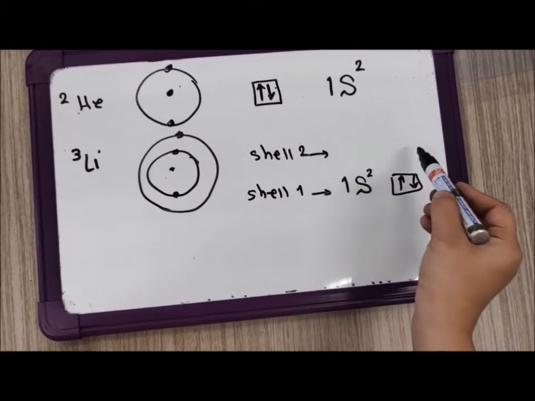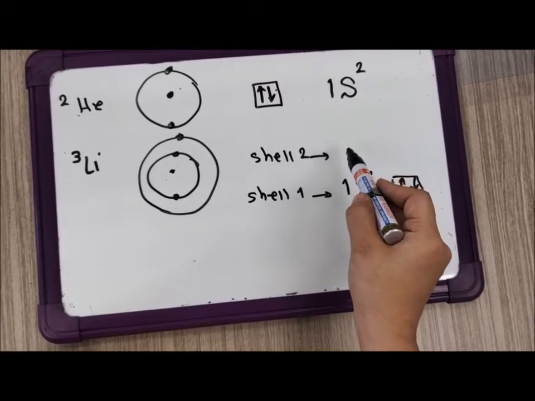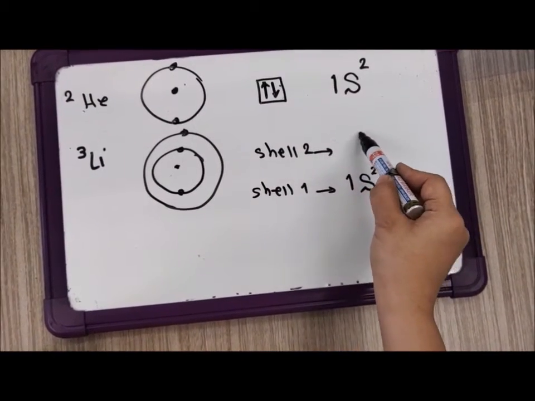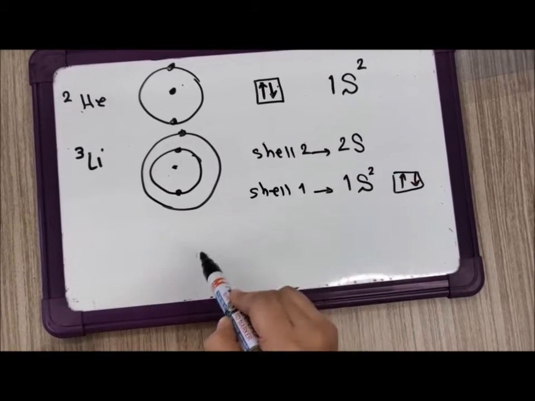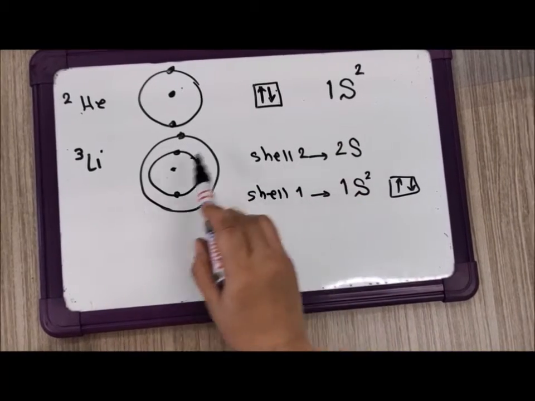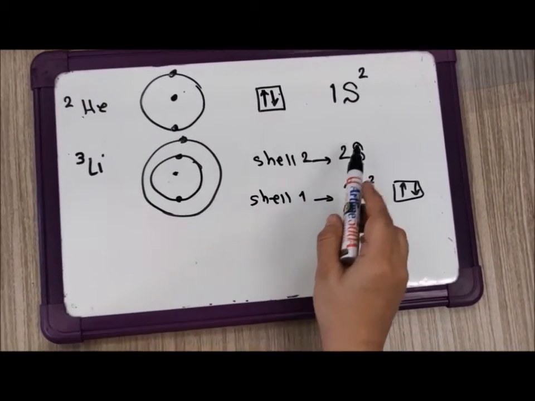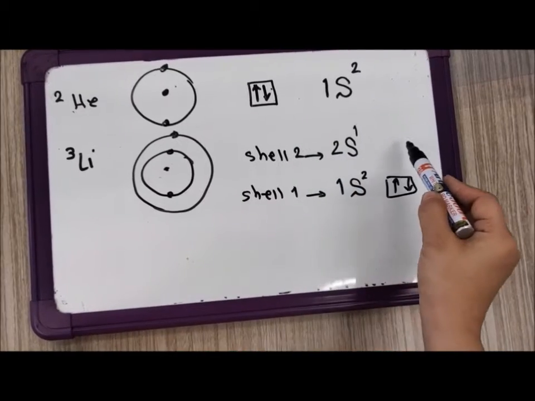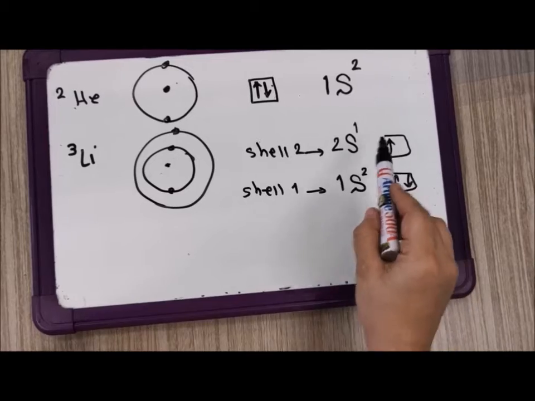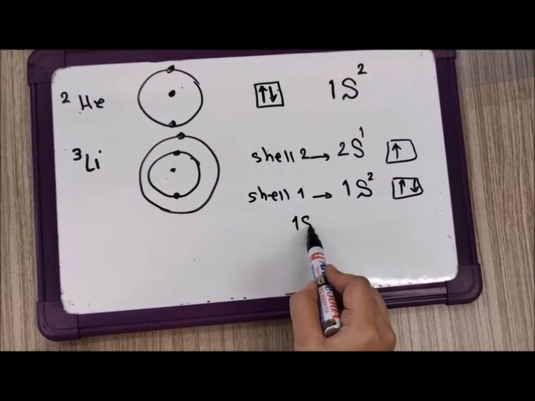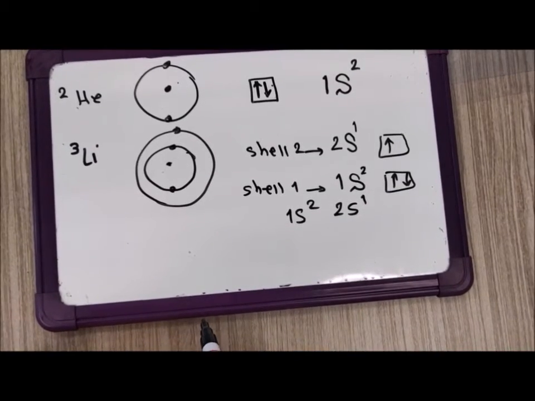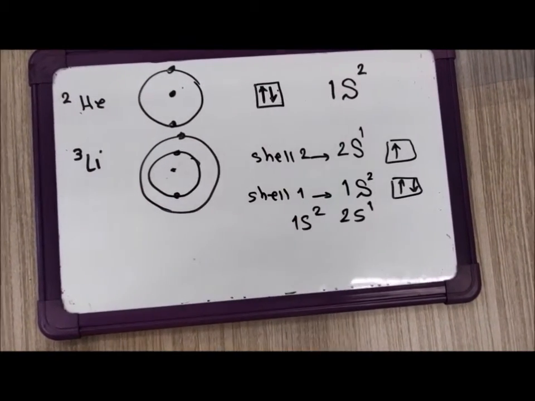On the second shell, again, each shell starts with the S orbital. So this is the S orbital on the second shell. How many maximum can I put on it? 2. But if I put 2, it becomes 4 electrons. I need only 1 more electron. So how do I show it? Like this, 1, 2, 3. So this becomes 1s2 and 2s1, the electronic configuration for lithium.